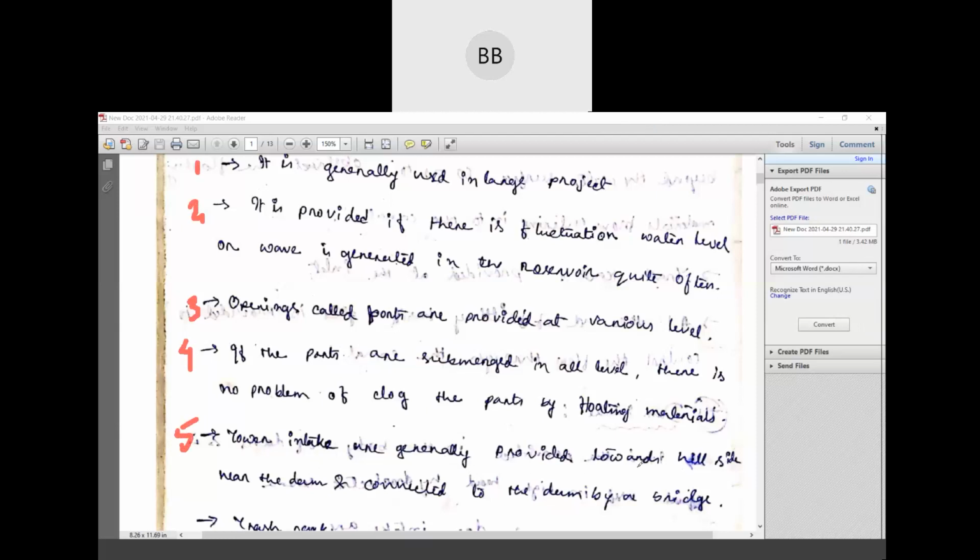Tower intakes are generally provided towards the hillside near the dam and connected to the dam by a bridge. Tower intake means we have two types: one is wet tower intake that we are discussing now, and one is dry tower intake. What is the difference? When there is high fluctuation in water level, we have to use wet tower intake. If the fluctuation in the reservoir is not that much, then we can provide dry tower intake. And the advantage of dry tower intake is construction cost.